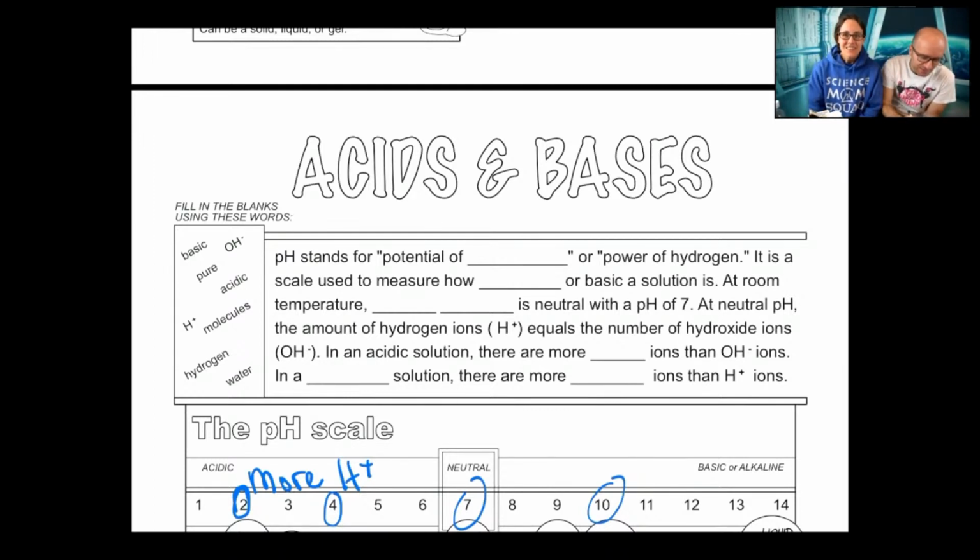All right, pH stands for, what does pH stand for? Potential of pH. I better start with H, right? And the only answer there is hydrogen. That is right. pH stands for potential of hydrogen.